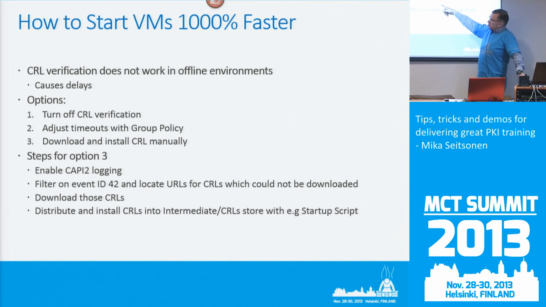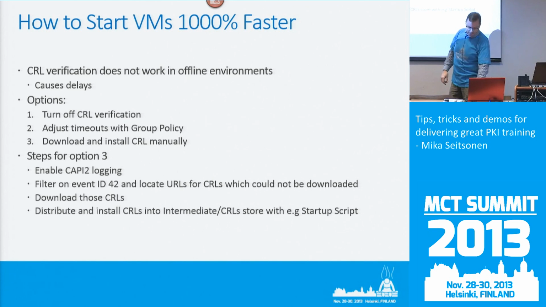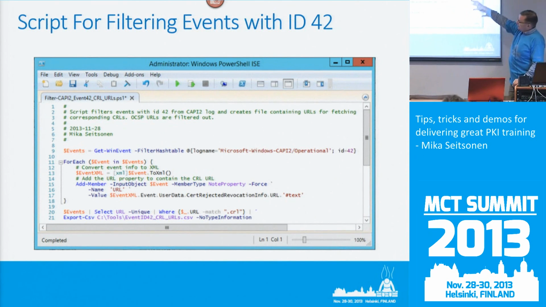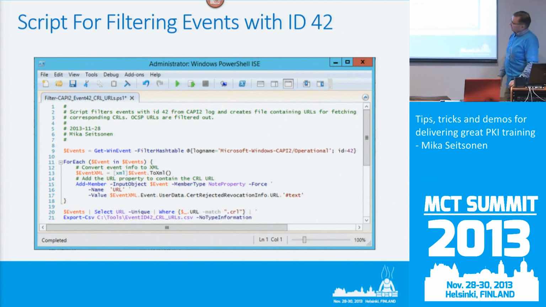Then you download those CRLs, and then you, one way or another, distribute them into the operating systems for those systems that seem to be a bit slow. And the script is shown here, and I thought that I will also make it available on the Sovelto blog, so you can actually download it from there.